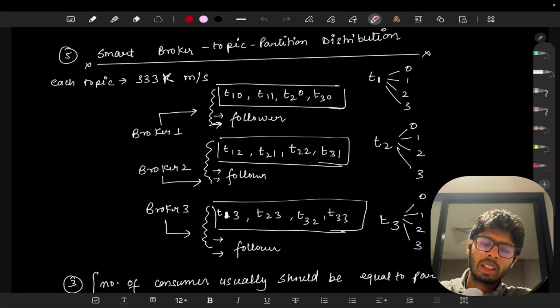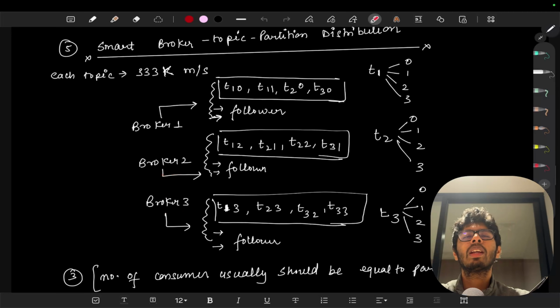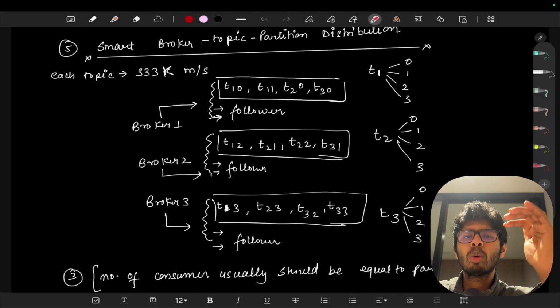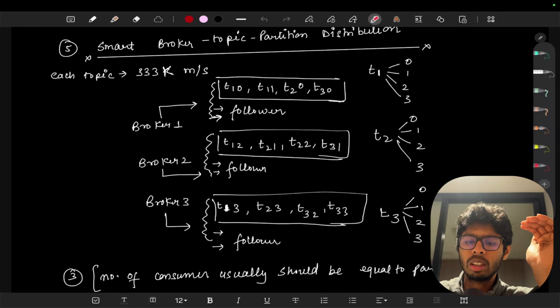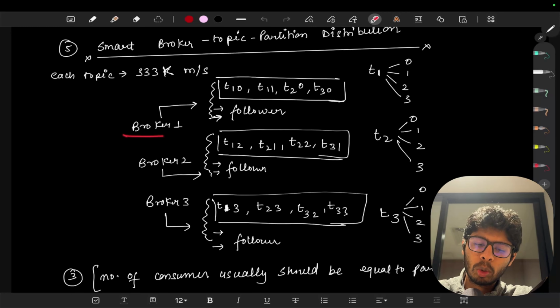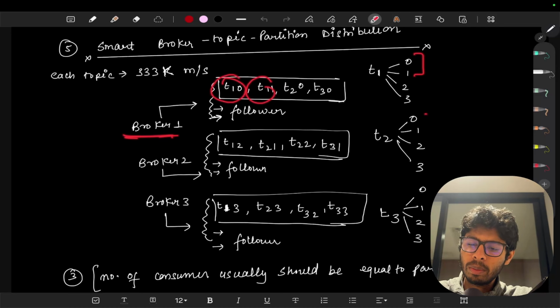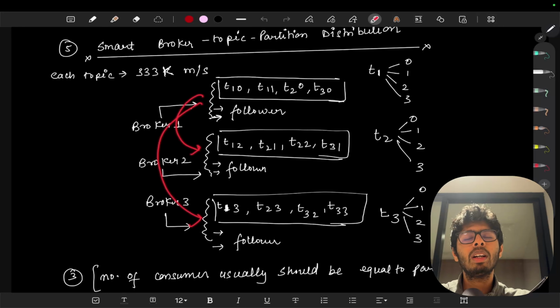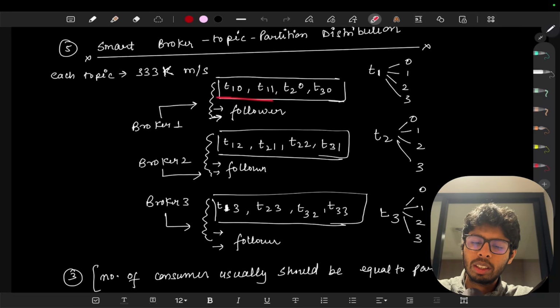Now what will happen in that case? We have 3 brokers: broker 1, broker 2, and broker 3. What will happen for each broker? If we have 3 brokers, for some partitions broker 1 will become a leader, for some partitions broker 2 will become a leader, and for some partitions broker 3 will become a leader. So to make a proper configuration, in broker 1 I put T10 and T11, so these two and T20 and T30 are going to become leaders. Their replications are of course going to be present in broker 2 and broker 3, but the leaders are going to be these for broker 1.